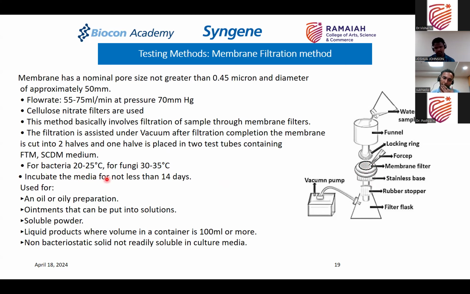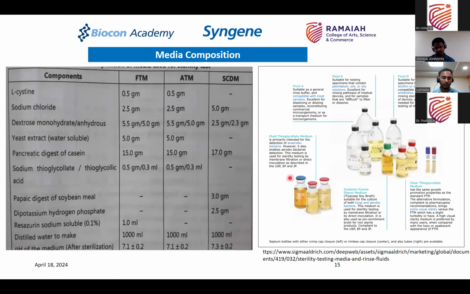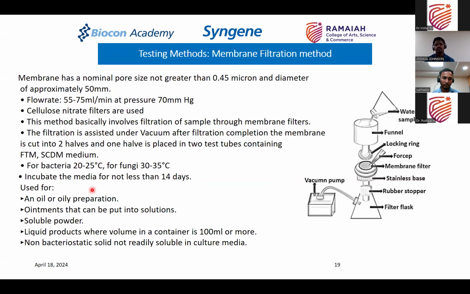Once you have inoculated, this is how the media will be. Such bottles are available so that you can directly inoculate into the media. You incubate at 20 to 25 degrees, or 30 degrees for bacteria, and for fungi 30 to 35 degrees Celsius. Incubate for 14 days and look for turbidity. This membrane filtration technique is used for oils or oily preparations, soluble powders, liquid products, ointments, etc.